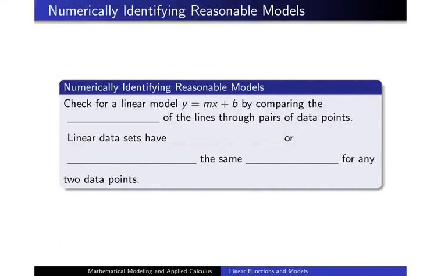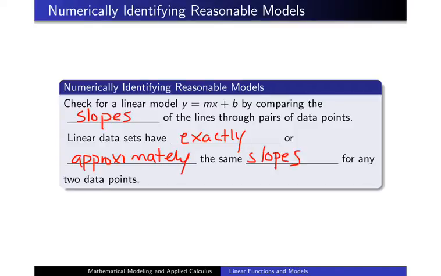So how do we numerically identify whether a data set exhibits a linear pattern? Well, we take advantage of the fact that any 2 points on a line have the same slope. That means that in order to check for a linear model, y equals mx plus b, we compare the slopes of the lines through pairs of data points. Linear data sets have exactly or approximately the same slopes for any 2 data points.